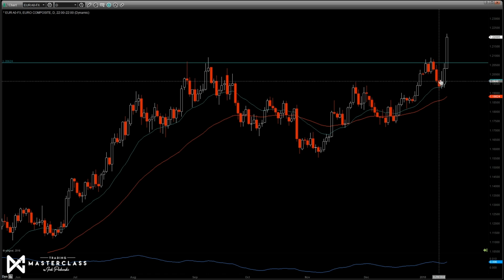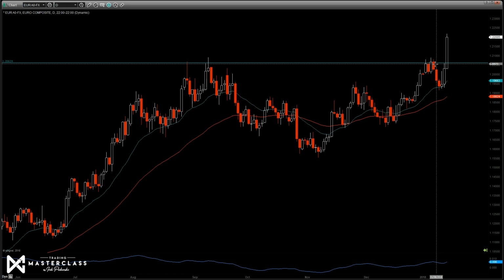So it's a pullback play, but the criteria is met. We have resistance and the daily chart does give us a rejection. But it's a pullback play, so it's only a short-term position, period.